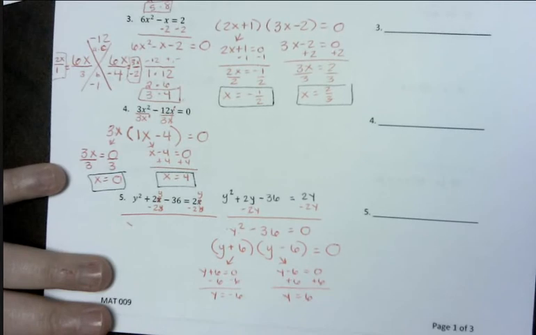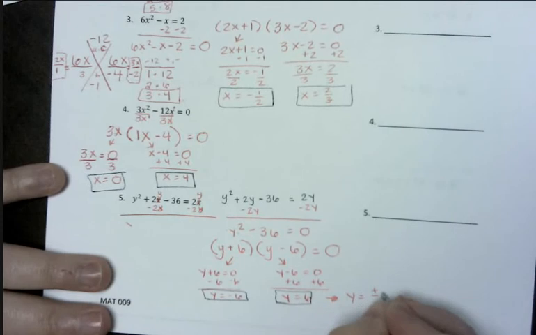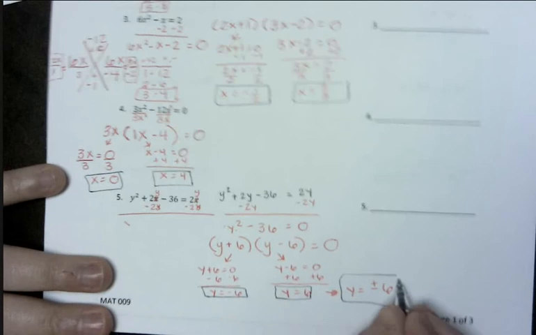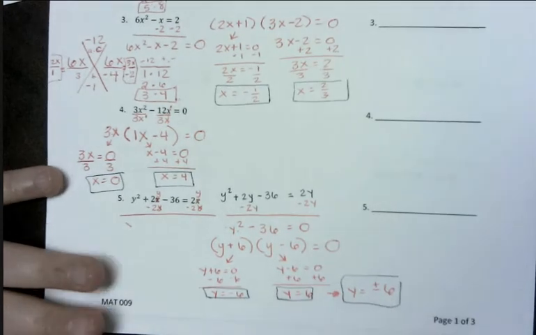So you would get answers of y equals -6 and y equals +6. But if you wanted to, you could also write your answer as y equals ±6, okay? Because that's saying that your answer is both a +6 and a -6.